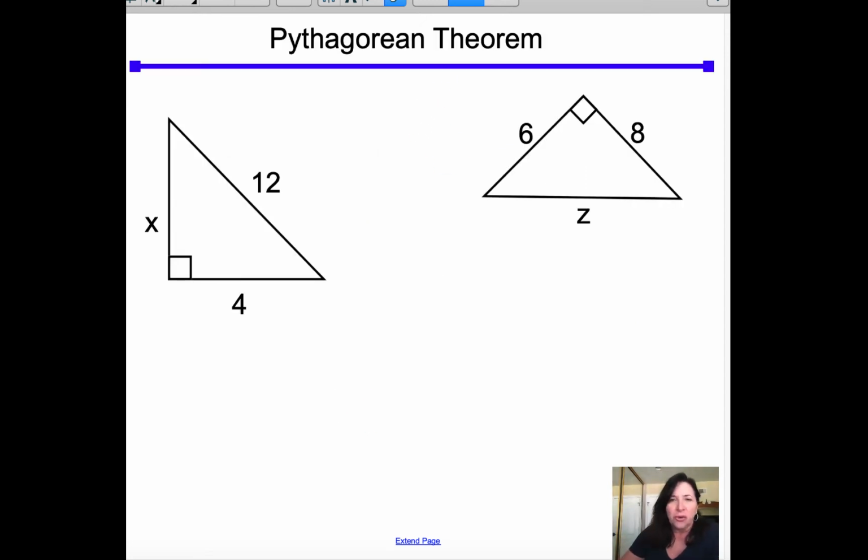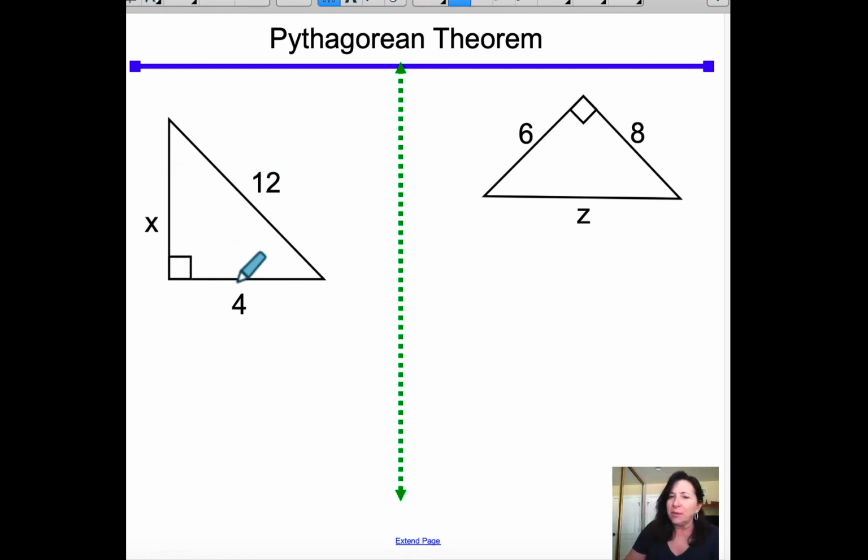Okay, your job is to solve these two triangles using the Pythagorean theorem. I would say pause your screen and try to do that yourself, and then restart the video as soon as you're done.